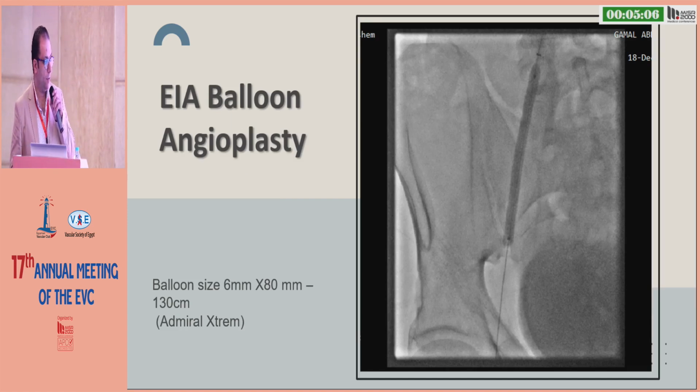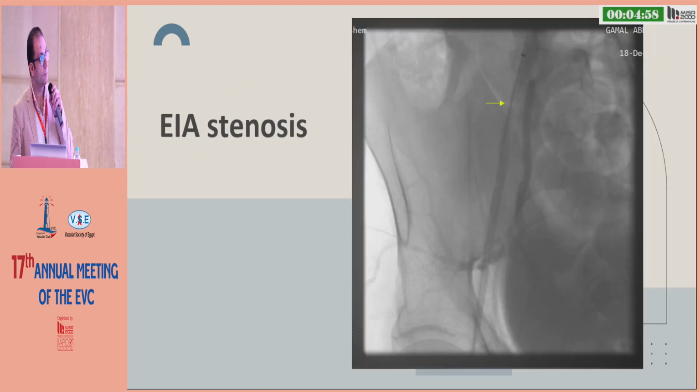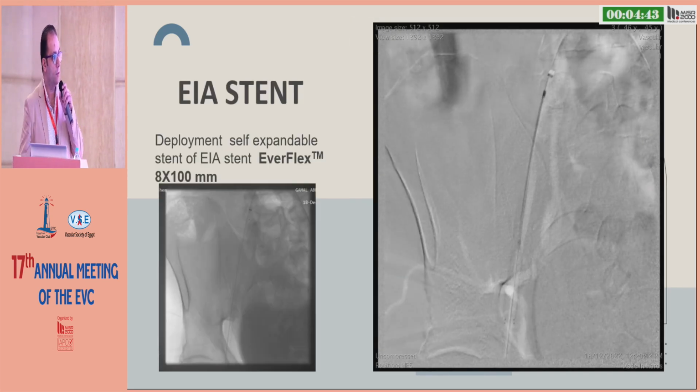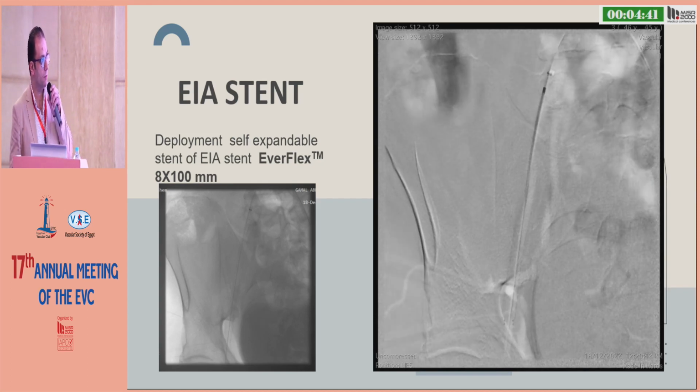External iliac artery balloon angioplasty was done with a 6 millimeter balloon. Again, after twice inflating the balloon to dilate the external iliac artery, we found still tight stenosis in the mouth of the external iliac artery. We decided to place a self-expandable stent in the external iliac artery.